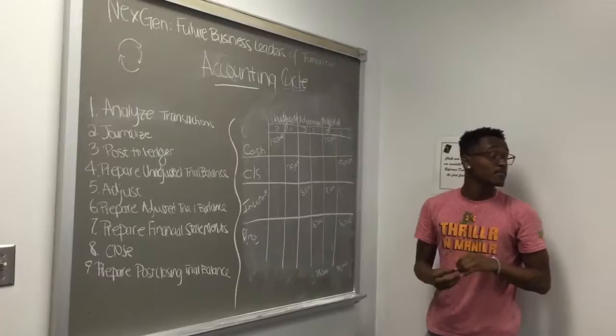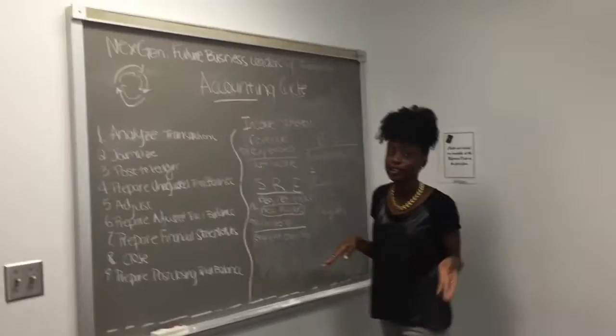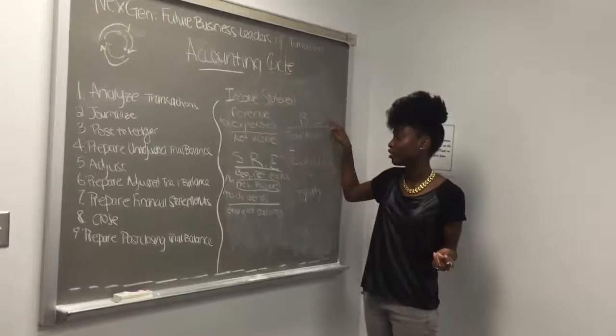Now, my colleague Simone will talk about preparing the financial statements. Okay, hi, it's Simone again. I'm talking about step 7 in the accounting cycle, preparing financial statements. There are 3 financial statements: one being the income statement, second being the statement of retained earnings, and the third being the balance sheet.